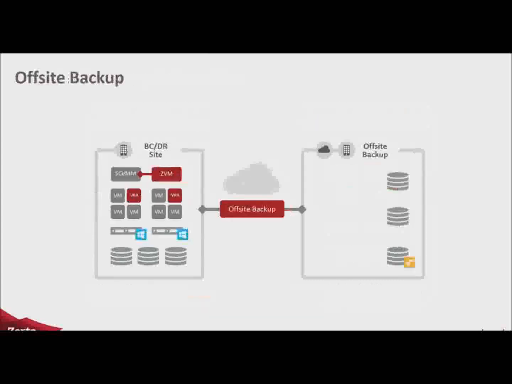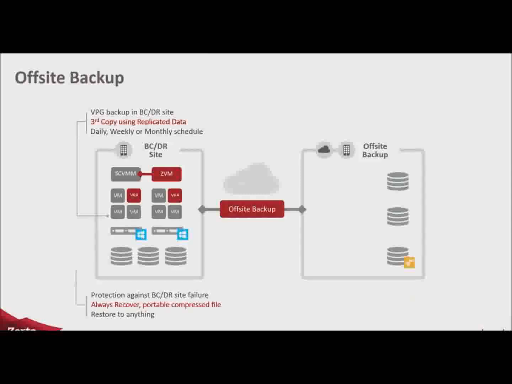A new exciting feature that we have, and this has actually been in the product since 3.5, but we're starting to push it more and more as we add more features to it, is our offsite backup capability. It gives you a third copy, using the replicated data of the virtual protection group, in a backup on a daily, weekly, or monthly schedule. This means you have a portable compressed file that you can recover to any vCenter, System Center, or Zerto manager, which protects you against the BCDR site failure.